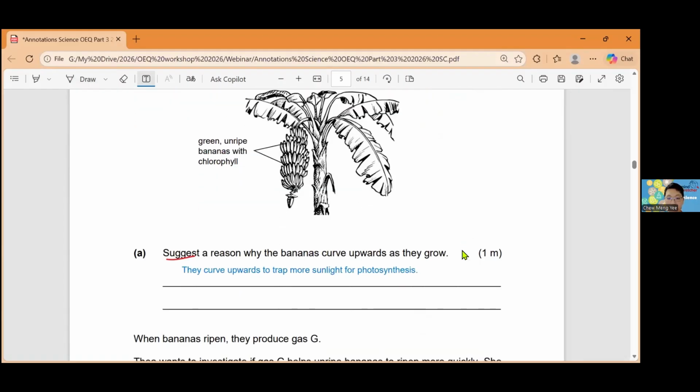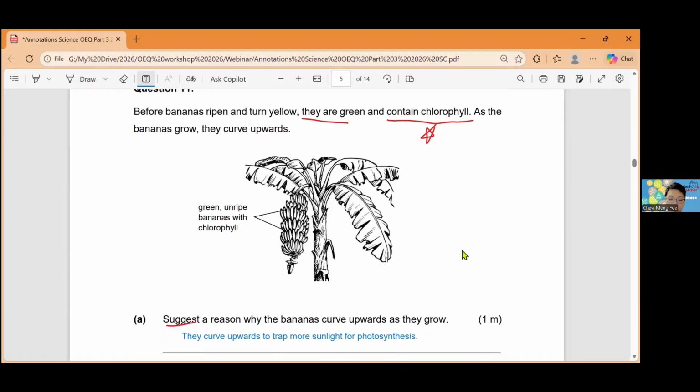So you must mention chlorophyll, but why do they grow upwards? You must address this. Why do they grow upward or curve upwards? Curving upwards is just like why plants grow higher and higher, right? They want to trap more light, or obtain more sunlight for photosynthesis. Okay.